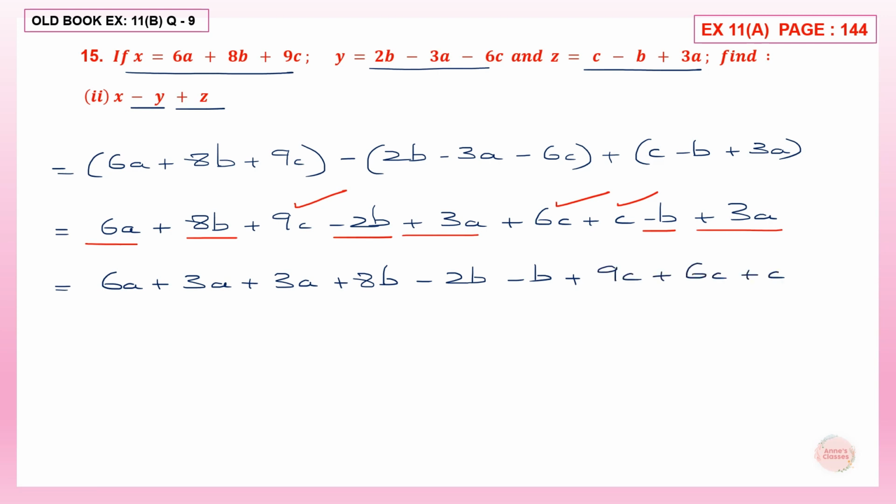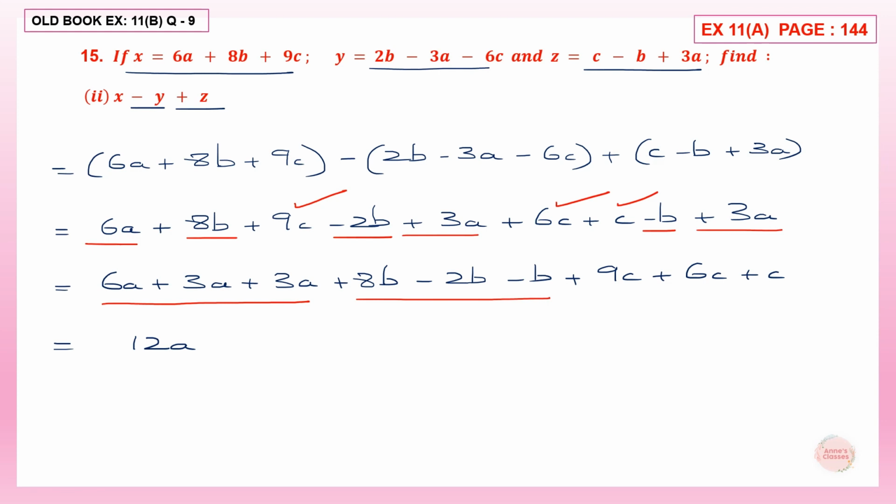Now let's work out the like terms. 6 plus 3 plus 3. Only the numbers if you take, because they're all like terms, they're all plus. So 6 plus 3 is 9. 9 plus 3 is 12. So that becomes 12a. Now the next one is the b's.